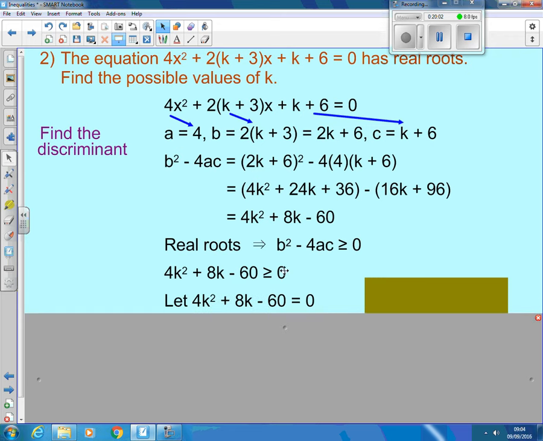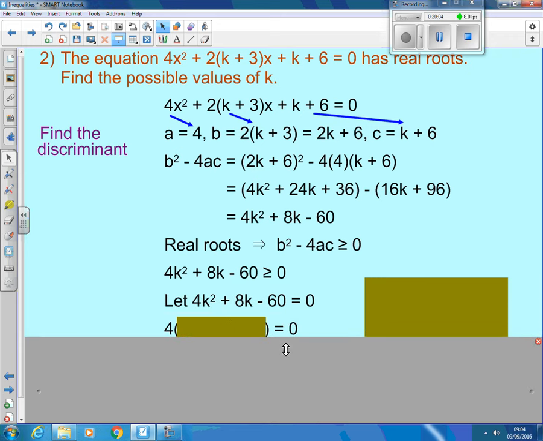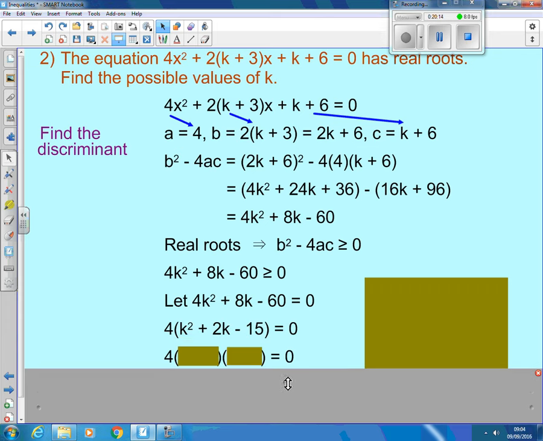Factorise it. First of all, let it equal 0, then we'll factorise it. Well, 4 is a common factor. Whenever you're looking at factorisation, if you see a common factor, remove it. So it's 4 times (k squared plus 2k minus 15).